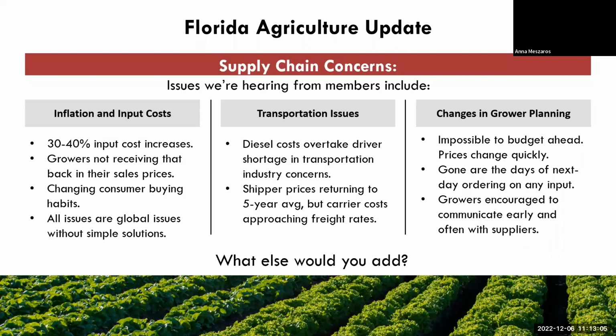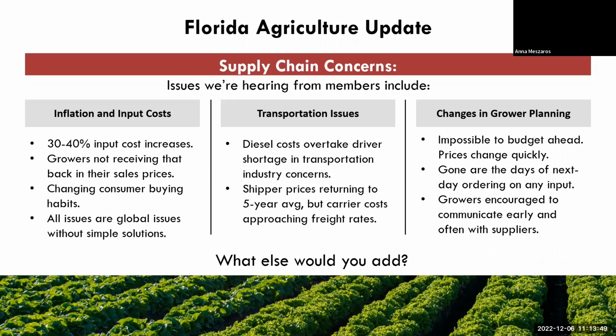Look at transportation issues. Somehow the driver shortage is all we talked about for the last 10, 15 years. This year, for the first time, diesel costs have overtaken the driver shortage as transportation industry concerns. That's scary to me. For that reason, we've got shipper prices that are actually returning to more 5-year averages. So you might be seeing a little more average shipping costs, but their carrier costs, because of those diesel price increases, are approaching the cost to transport. So what that means is you're seeing some of those smaller carriers maybe pull out because it's not as profitable for them.